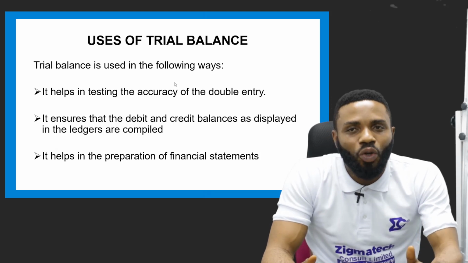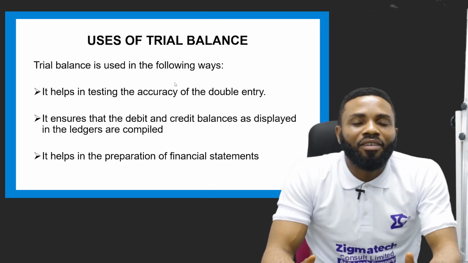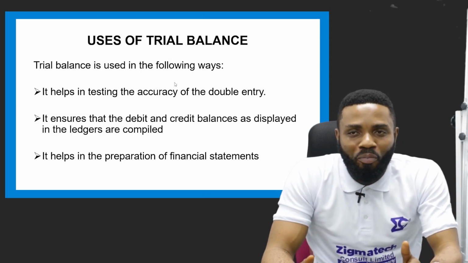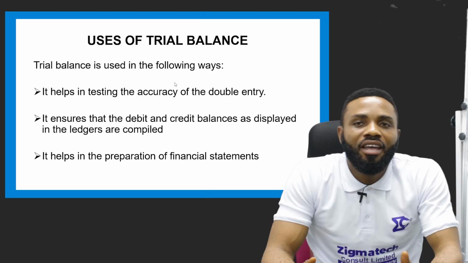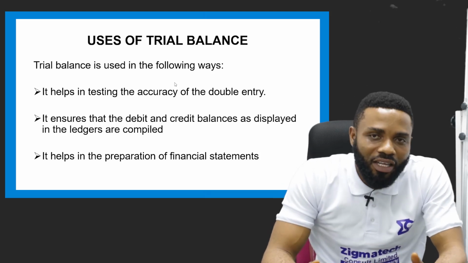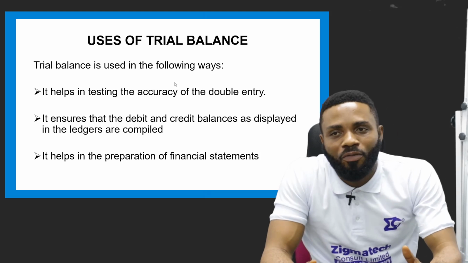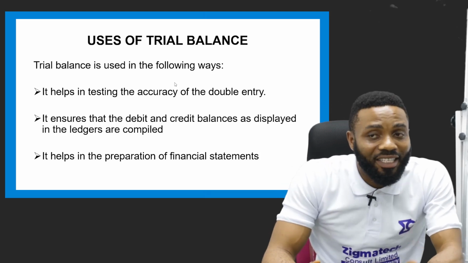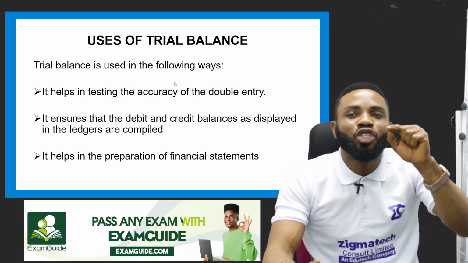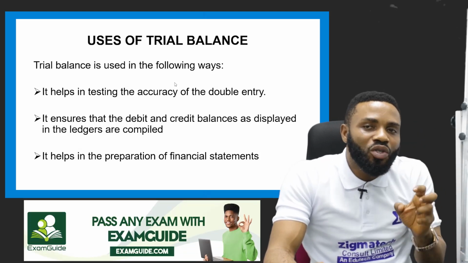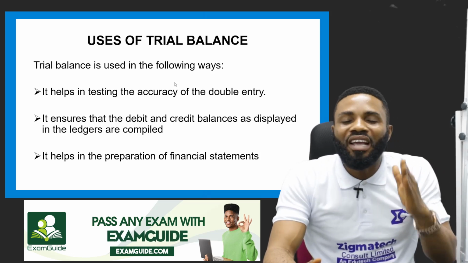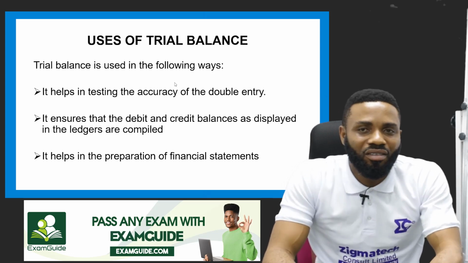Every transaction in the ledger will be extracted and then will be arranged and compiled in the trial balance to check if they are what? They are correct. And then the last but not the least is that it helps in the preparation of financial statement. That is the logic, or that is the secret. Until we are sure that the transactions in the ledger are correct or they are error-free, we cannot prepare financial statement.